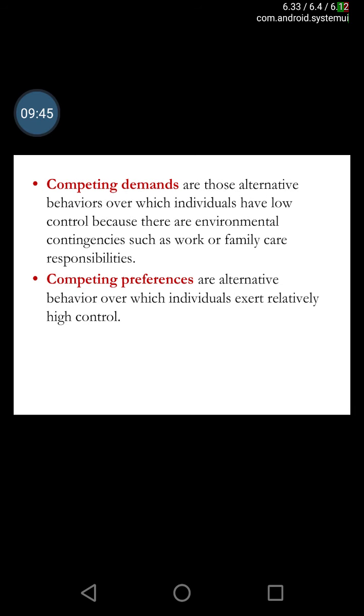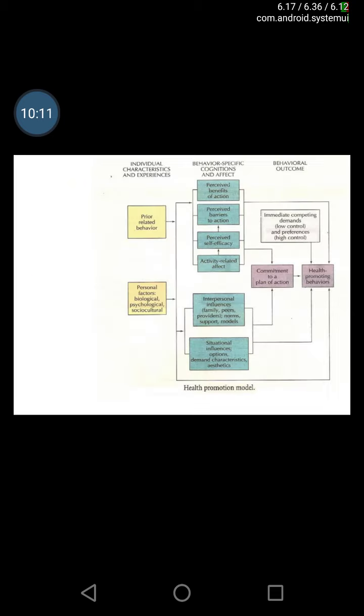Here you can see two terms: competing demands and competing preferences. Competing demands are alternative behaviors over which individuals have low control, because there are environmental contingencies such as work or family care responsibilities. Competing preferences are alternative behaviors over which the individual exerts relatively high control.